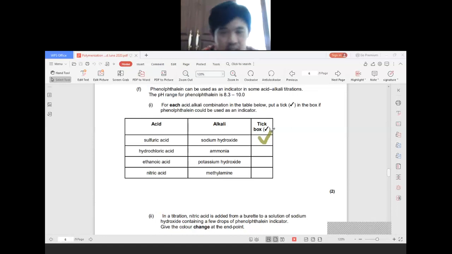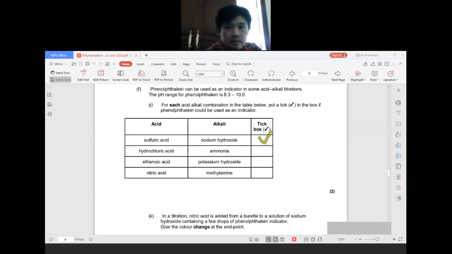Don't think so. Strong acid and weak alkali. What is the maximum pH range of phenolphthalein, Nicholas? 8 to 10. If strong acid and weak alkali, what would be the final pH? If strong acid, it will become acidic, right? If added together, yeah, become acidic.